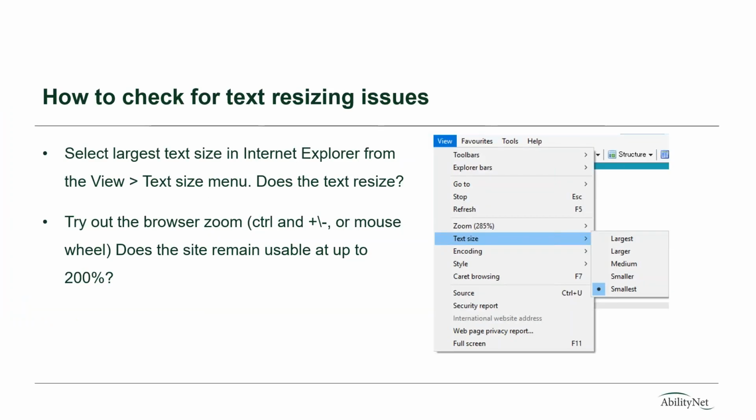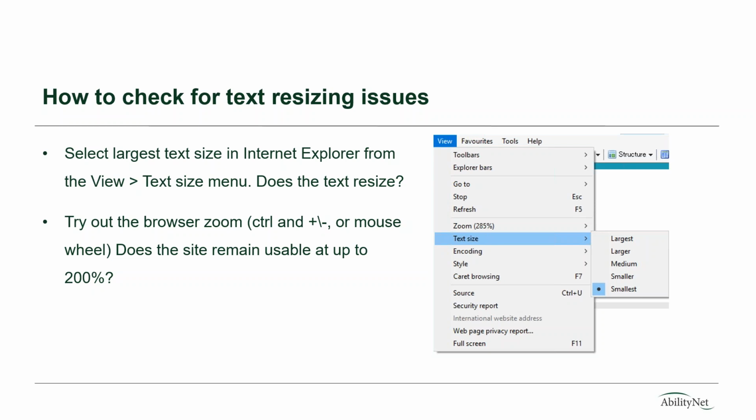Now, how can you check this? Well, we just looked in Internet Explorer. You can either use the view and text size menu and jump from largest to smallest and have a visual check to see if any content, any text on the page does resize. If it does, that's great. Make sure that it resizes such that it's still readable, it's not being obscured by images or other content. Another alternative is to actually try using the browser zoom.